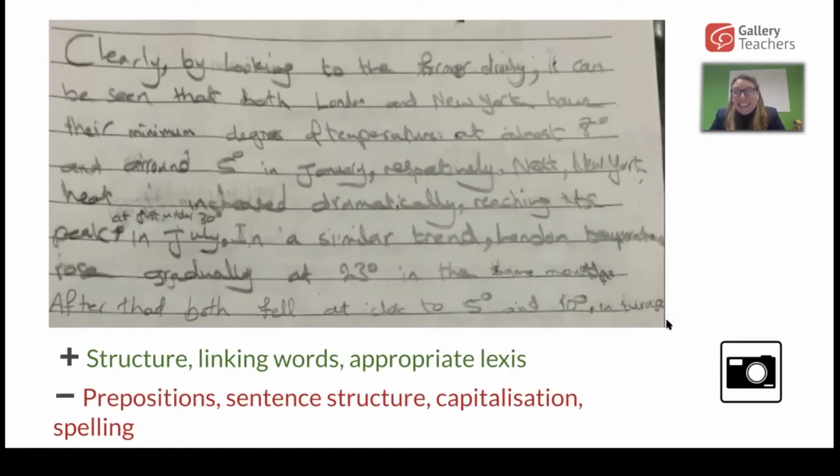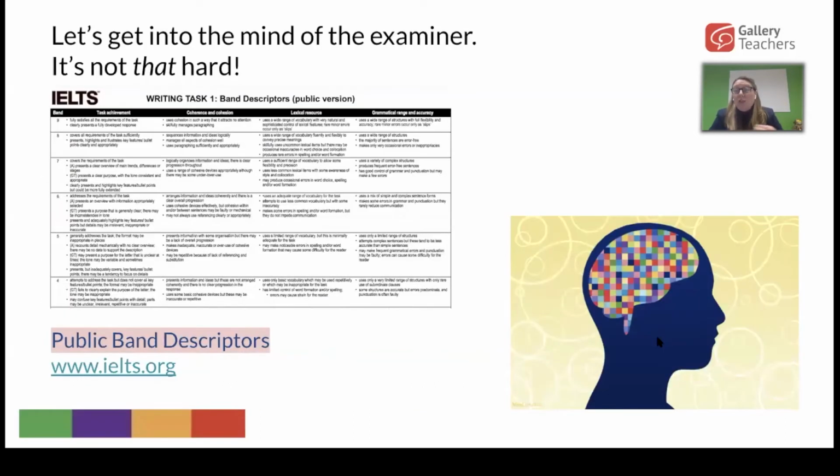Okay. So all of this is very positive. However, again, there are some negatives. So there are some issues with prepositions, with the structure of the sentences, again, capitalization, and of course, spelling. Okay, so there are a number of spelling errors in this sample here. All right. So do screenshot it because what we're going to do now is we are going to start to look at the band descriptors.